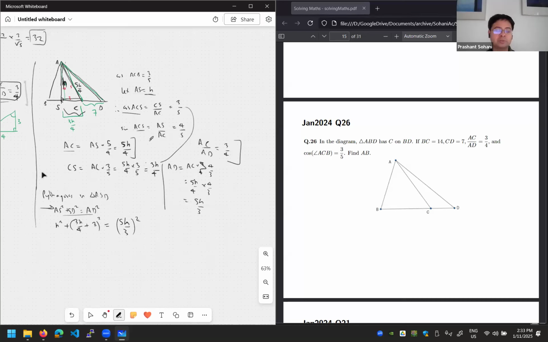So I hope everything up to this point is clear. Any doubts about how we got to this equation or any other questions? Then now we have to just solve this equation.